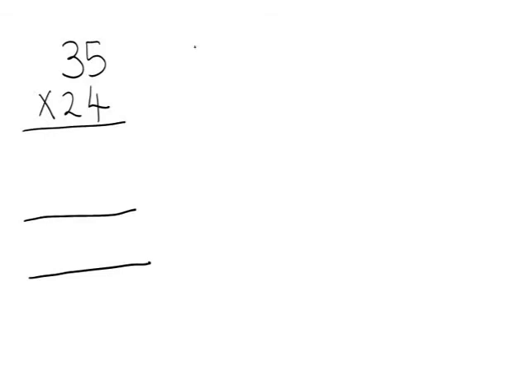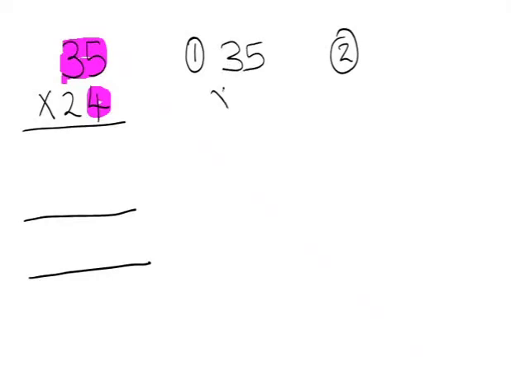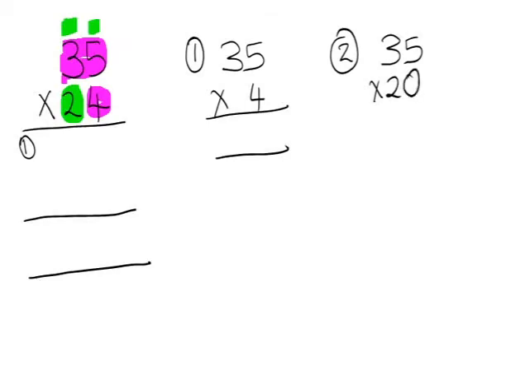So I am going to write this sum into 2 different parts. The first part is going to be 35 times 4. The answer to the first part should be written in the first spacing that's provided underneath the line. The second part now will be 35 times 20. Let's just quickly write that down as part number 2. Now look, we have broken up the sum into 2 different parts.